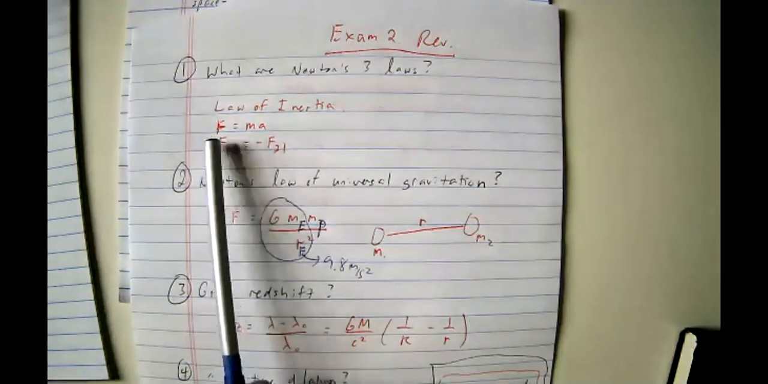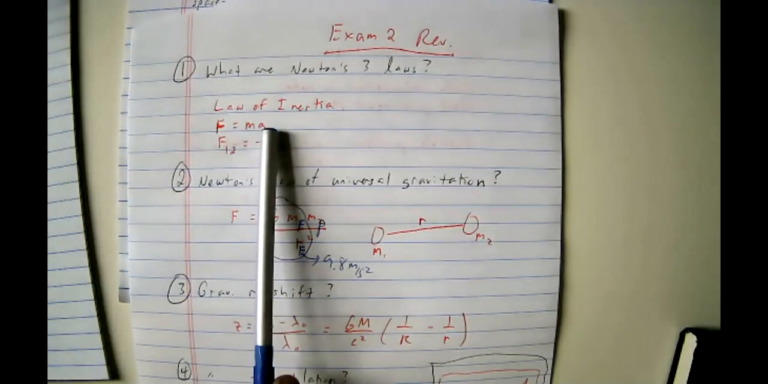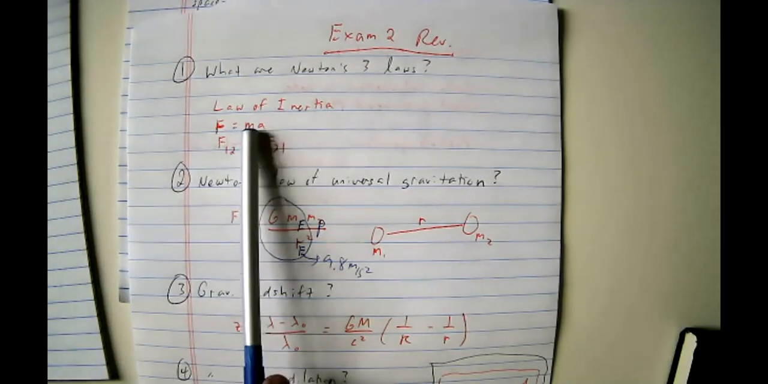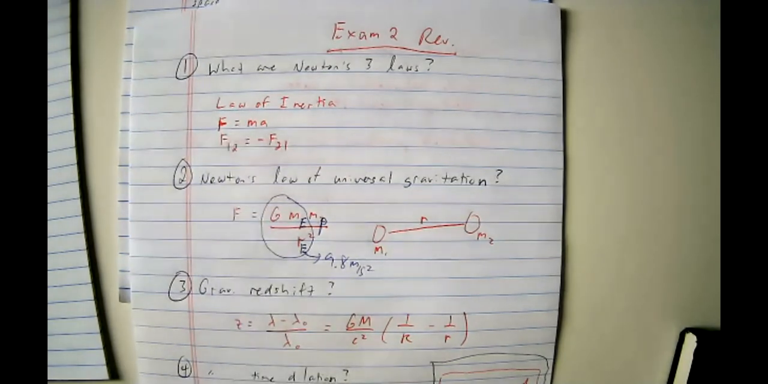Newton's second law says that the net force, or the sum of the forces, is mass times acceleration, where the mass is the mass of the object that's experiencing the net force.